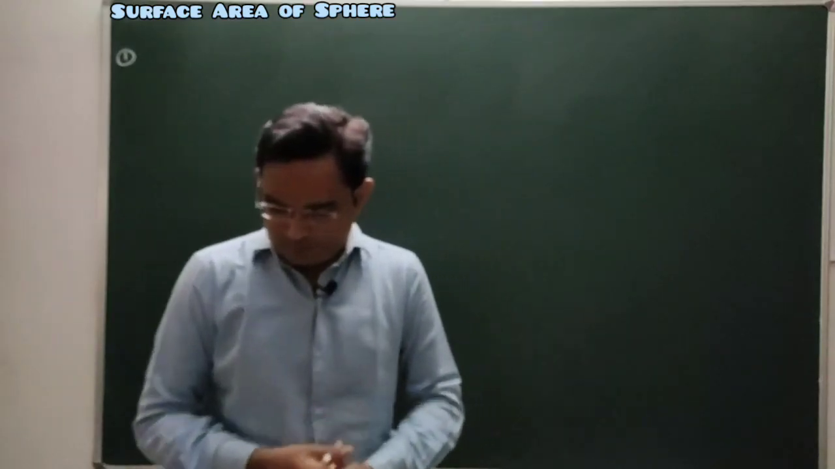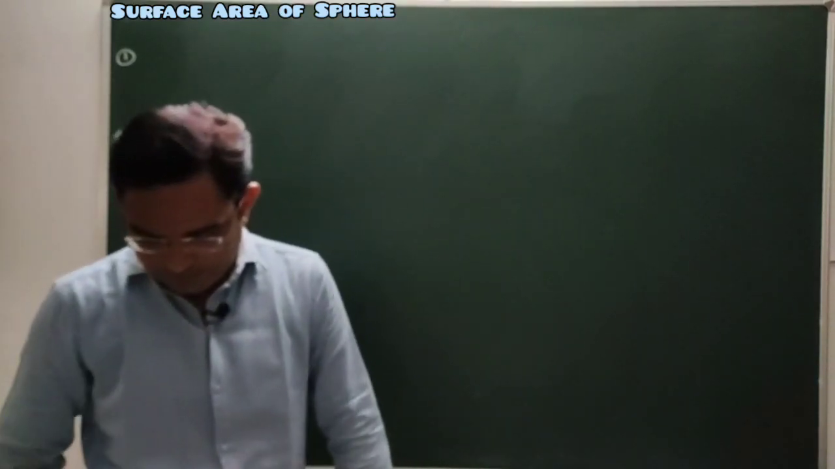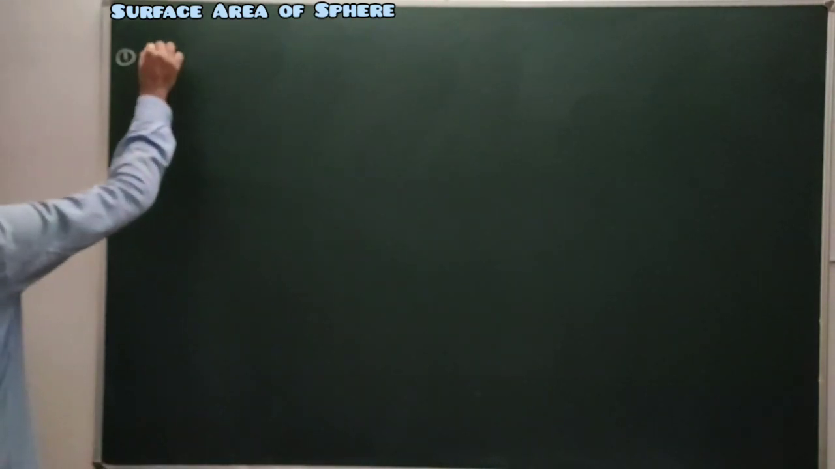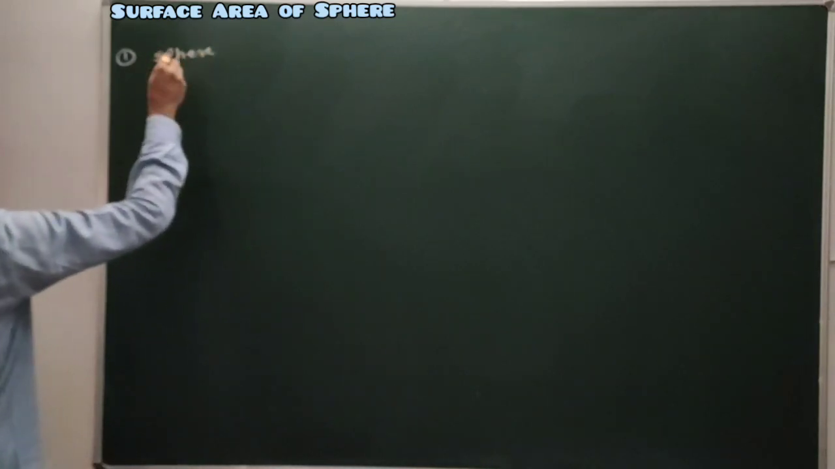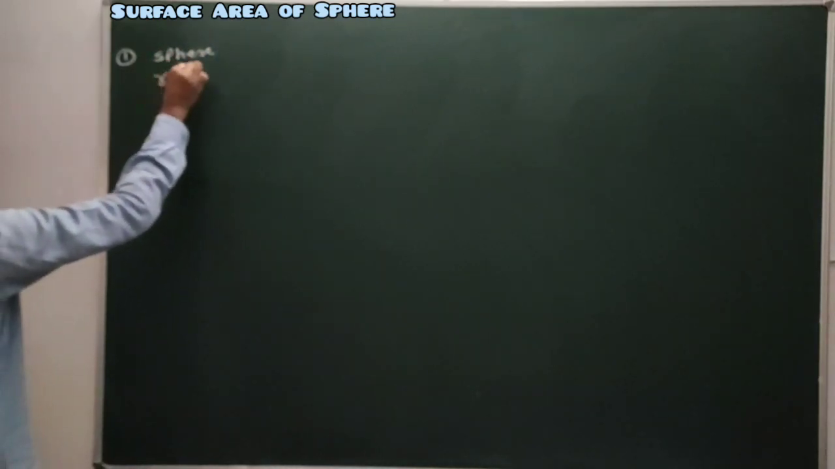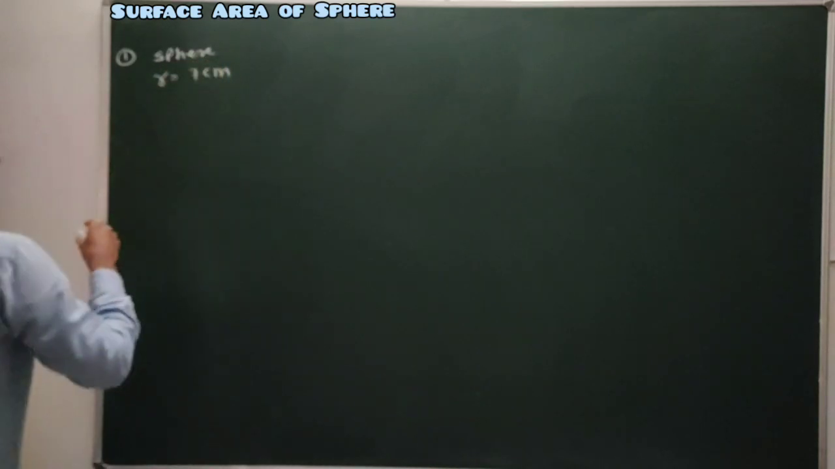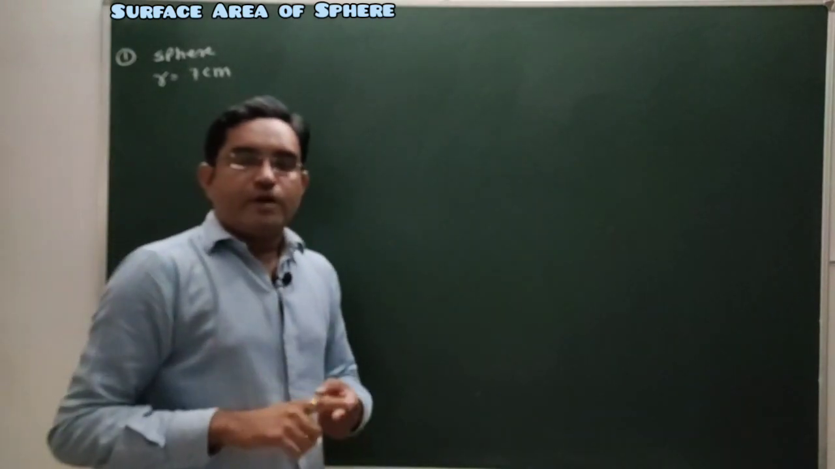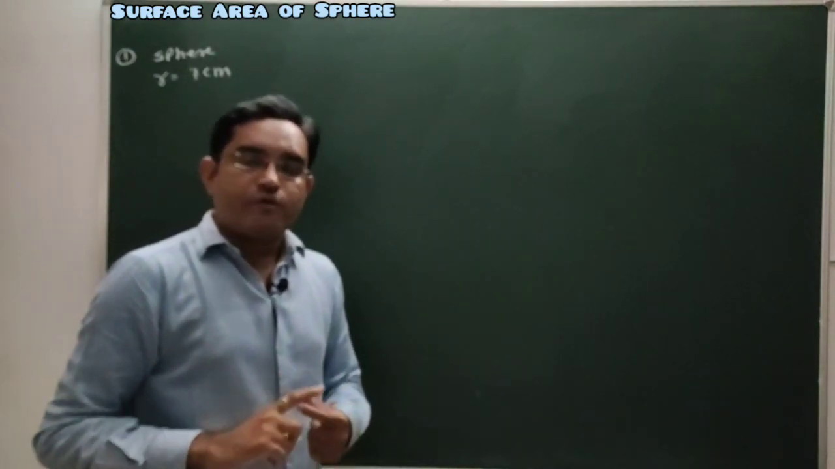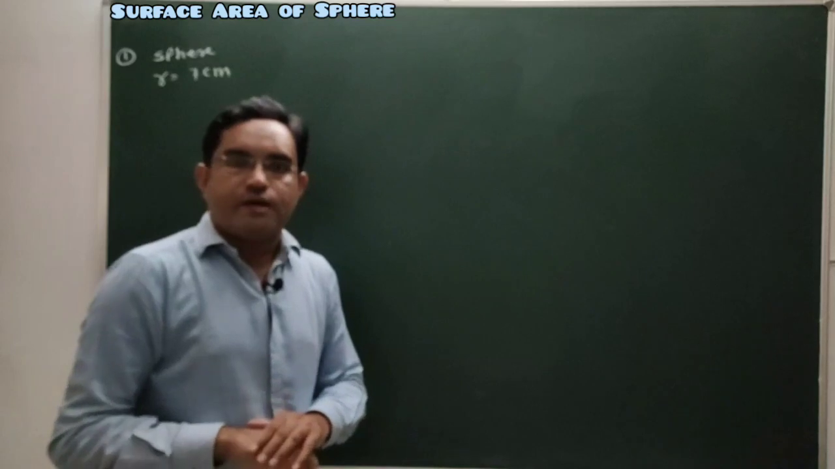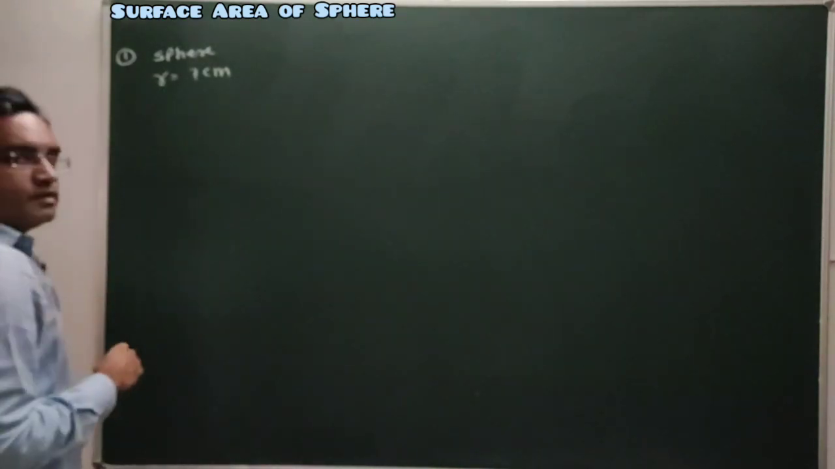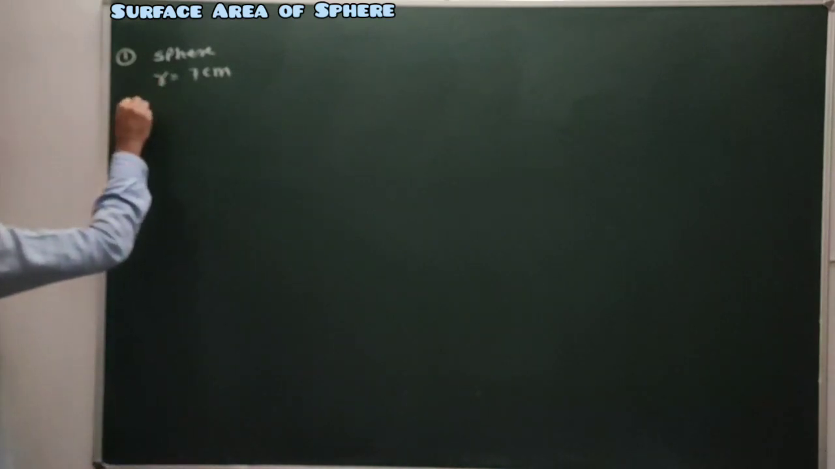So let's start with question number 1. Question number 1 says find the surface area of sphere of radius 7 cm. For this sum we are given one sphere whose radius is 7 cm. Question is find the surface area. In case of sphere we do not describe the area as curved surface area or total surface area because only one surface is there, and that's why we just say surface area of sphere.